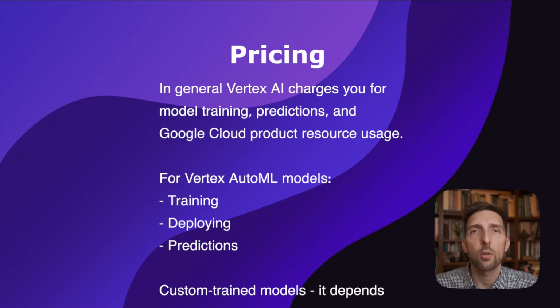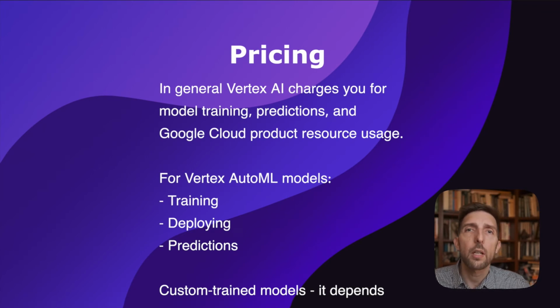For Vertex AI AutoML models, you pay for three main activities: training the model, deploying the model to an endpoint, and using the model to make predictions with it. The hourly rate of training also differs based on the data type. So for example, our image classification training was $3.46 per node hour, while the tabular data classification training was $21.25 per node hour, which is a huge difference. It's also important to know that you pay per node deployed, even if no prediction is made, meaning you must undeploy your model to stop incurring further charges.